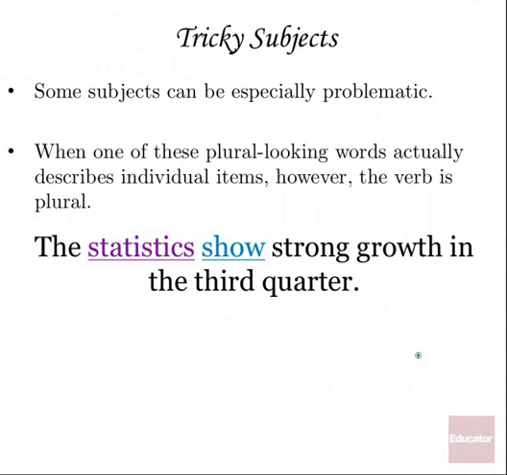Now, when one of these plural-looking words actually describes individual items, however, the verb goes back to being plural. So statistics is an academic subject. You can usually use it as a singular verb, as I just did. Statistics is an academic subject. But in this case, these statistics show strong growth in the third quarter. In this case, we're talking about multiple statistics. One statistic, two statistics. All together, they show. So we use the plural verb show.